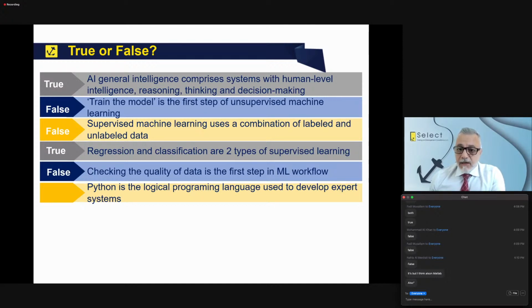So I agree with you, Nahla, as you said, false. Python is not a logical programming language. There are different types of syntax used to train the machine, and one of them is Python. I'll explain later what the other things are. Python is mainly for developing machine learning, focusing on data science, but there are other different syntaxes used in artificial intelligence.